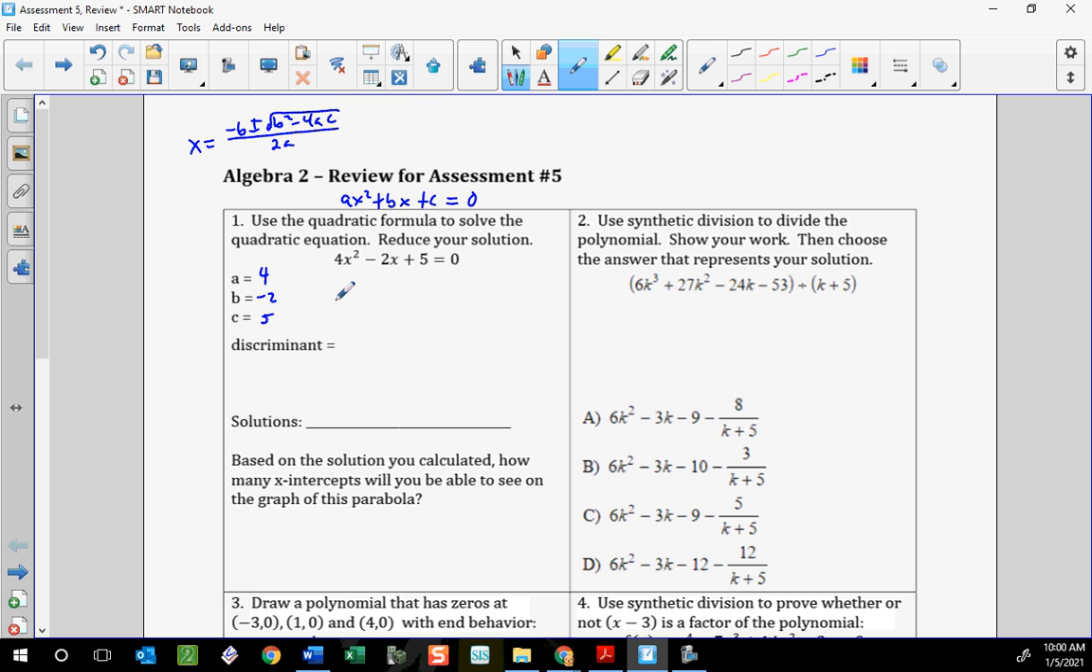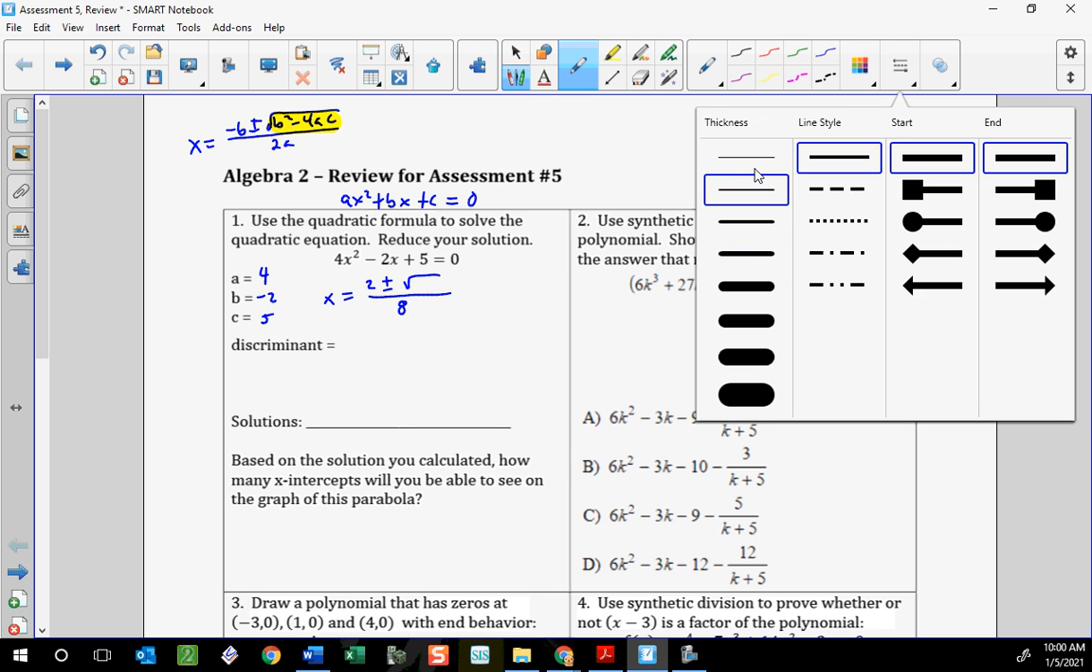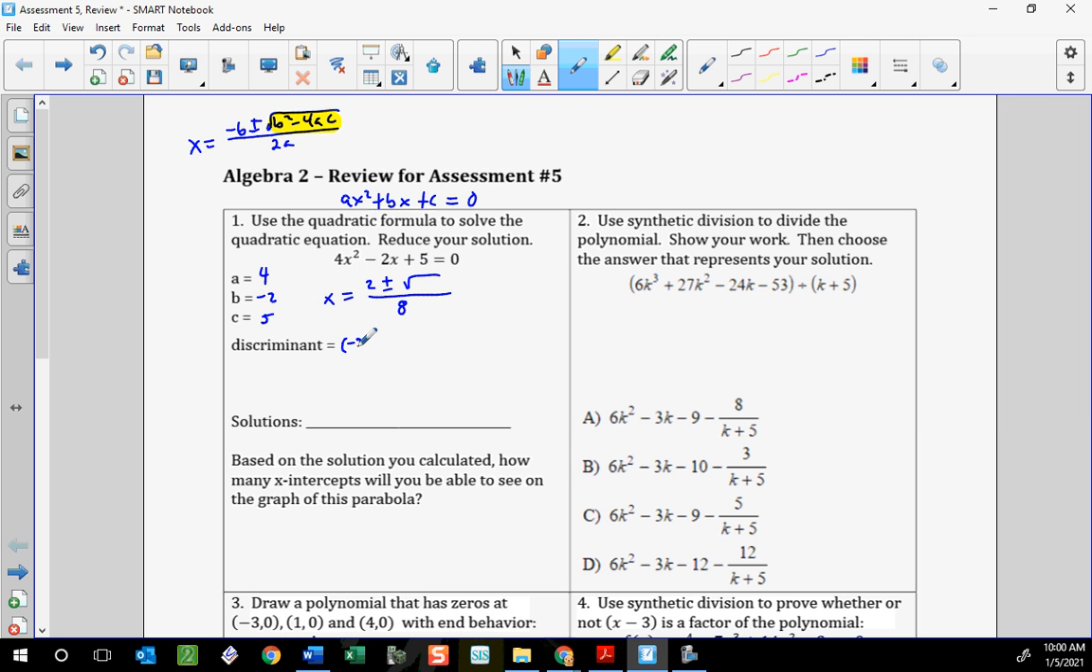All right, so my formula starts off like this: negative of b, so a negative of -2 is +2, plus or minus a square root over 2a, 2 times 4 is 8. So I do have a spot down here for us to find the discriminant, so let's do that. So my discriminant is this piece inside the radical right there, b squared minus 4ac. So to do that, I need b squared, so I need -2 squared, which is 4, minus 4 times a, is 4, and c is 5.